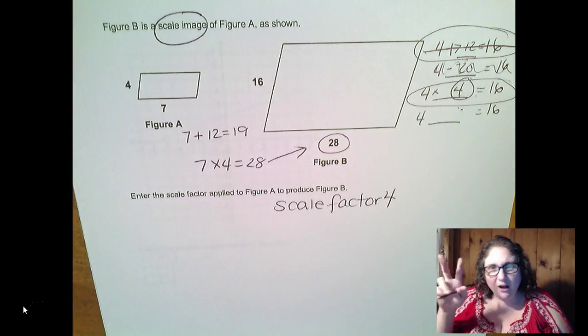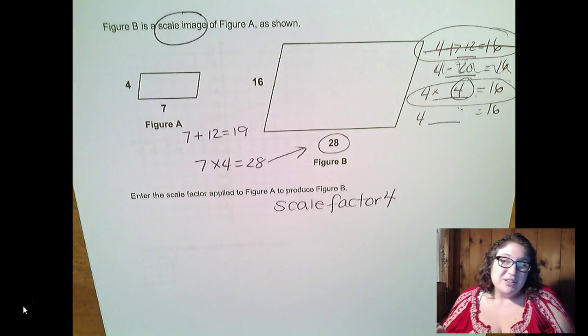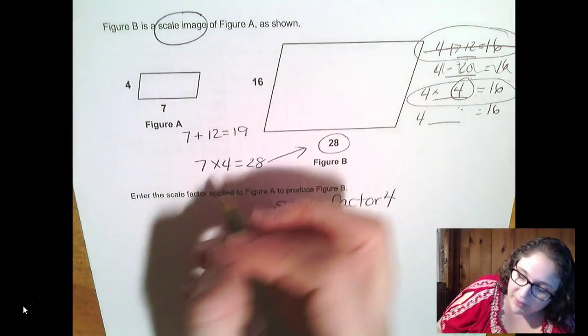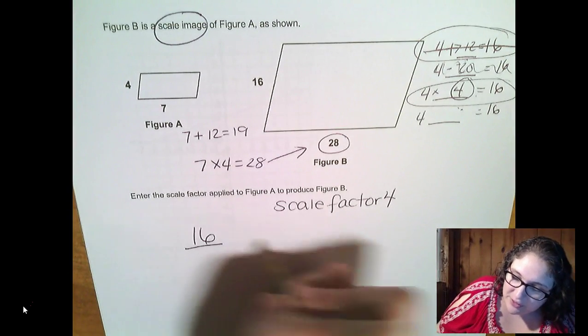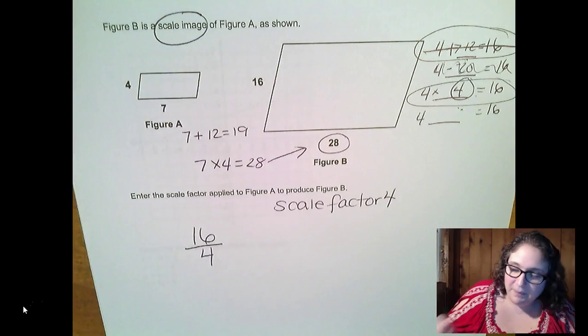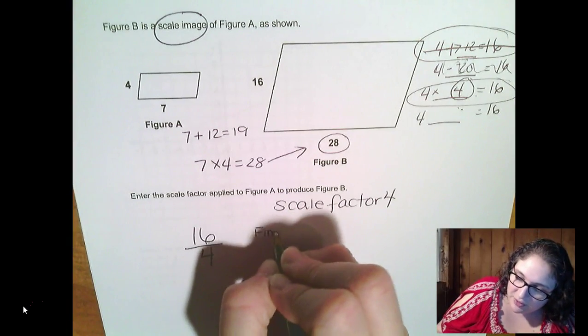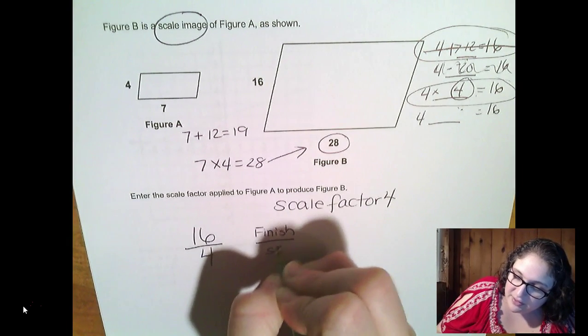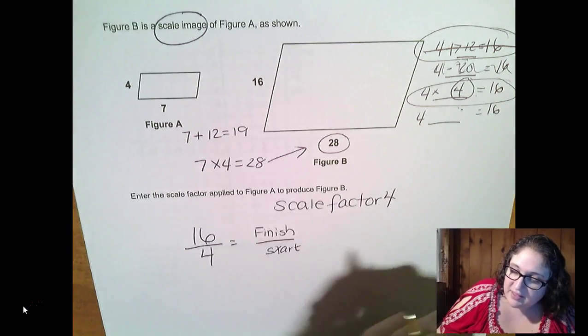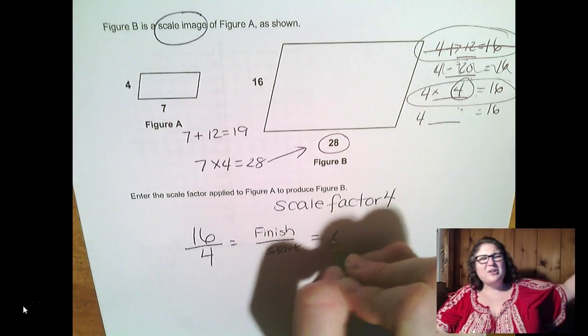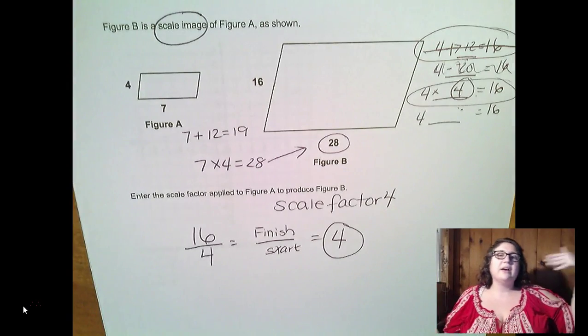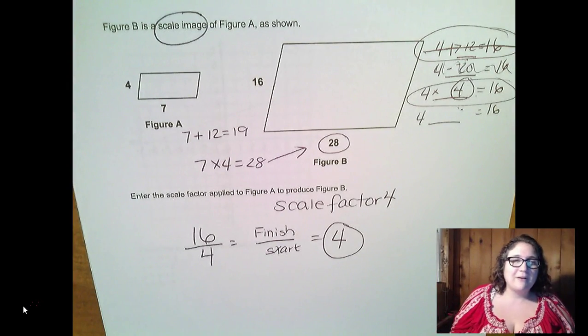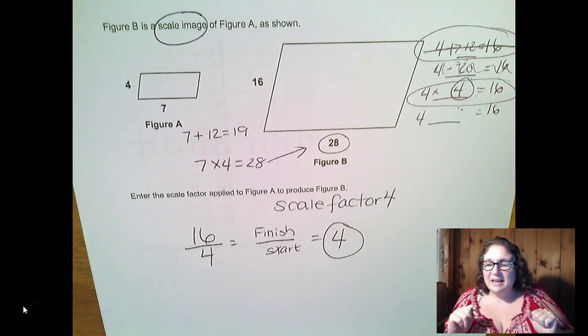Now here is the official way to do it. We just set up a proportion. We have our biggest number divided by where we started from. So this is the finish divided by the start. 16 divided by 4. Everyone, the crowd goes wild. It's 2. Psych, it's 4. 16 divided by 4 is 4. Scale factor, piece of cake.